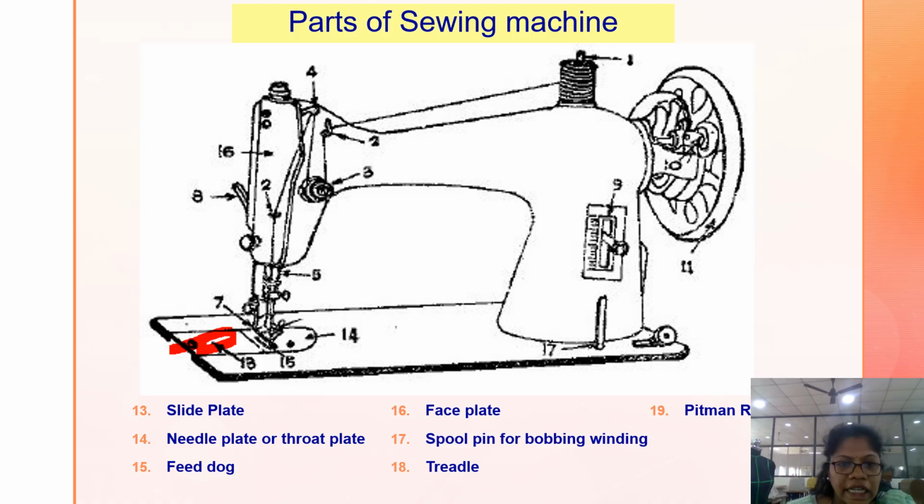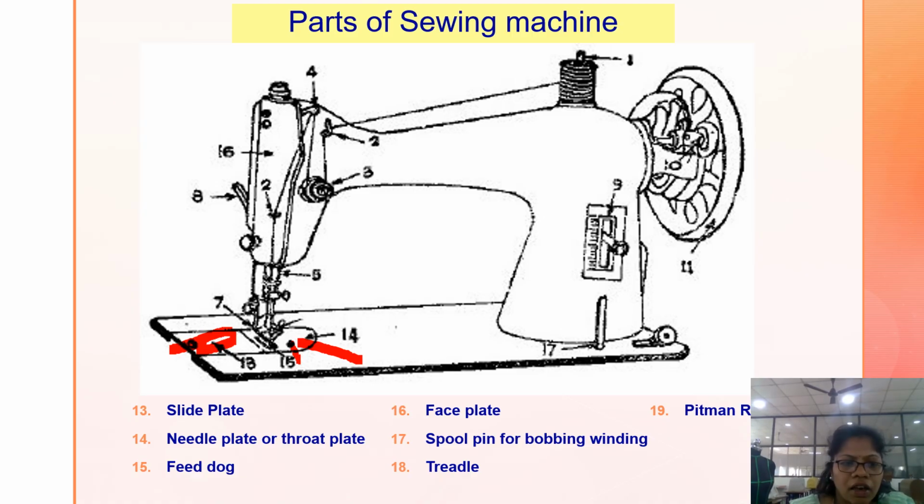Coming to the needle plate, here you can see the semicircular needle plate. The needle plate is a semicircular plate which allows the needle to pass through to catch the bobbin thread. So here you can also observe the hole.